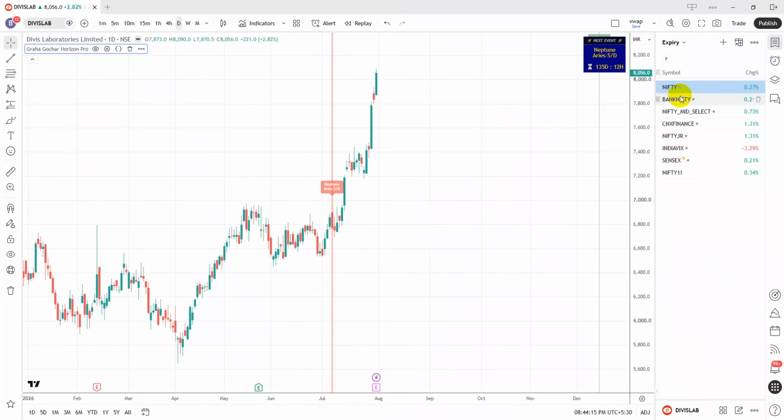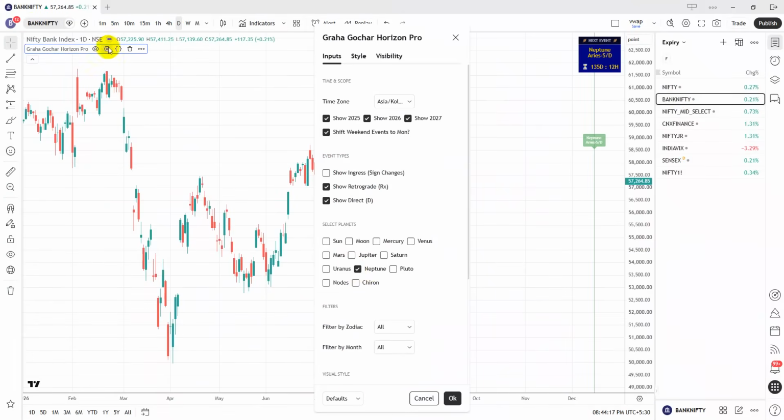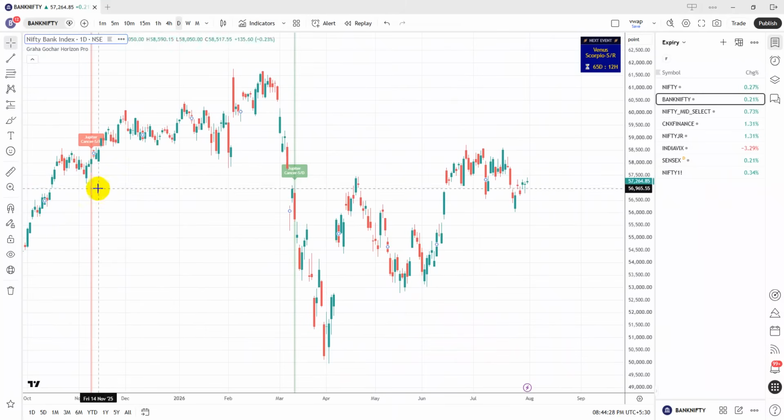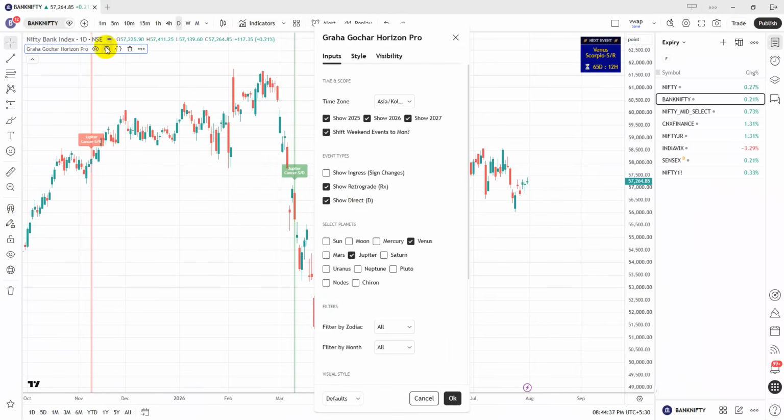Now if we talk about Bank Nifty, Bank Nifty generally gets impacted by Venus and Jupiter. Venus and Jupiter impact Bank Nifty a lot. A major turning date for this can be 5th October. See here, Jupiter turned retrograde. From there, Bank Nifty had a big move. There are a lot of ways we can understand this, but whenever a planet goes retrograde or direct, this is very important.